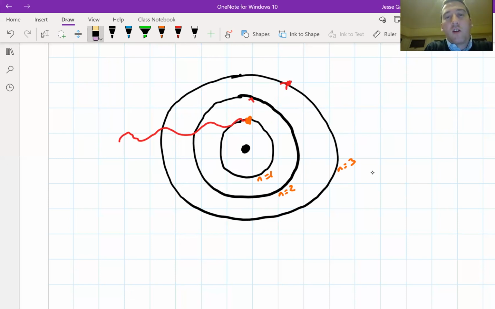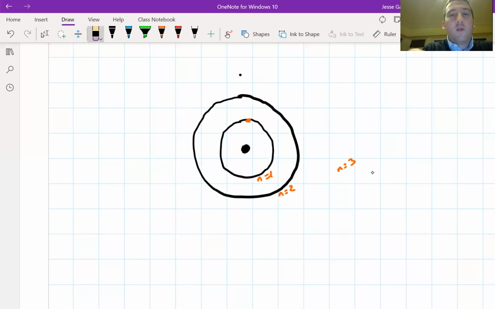Now, once the electron is out here, I'm going to get rid of some of this mess. Oops, don't want to do that. I'm going to leave that there because it's not going to play ball with me.